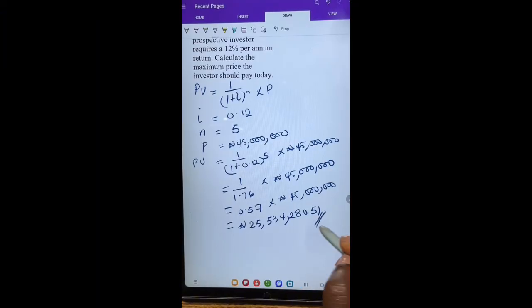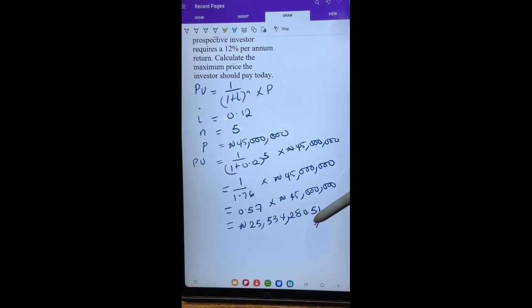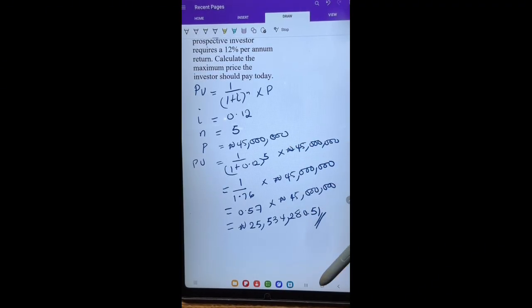And that gives us 25,534,208.51 naira. So the interpretation of this is that to get 45 million naira in 5 years' time at 12% interest, the investor must invest 25,534,208 naira 51 kobo today. As I said, the amount for present value is always less because it is the present value that we are looking for.